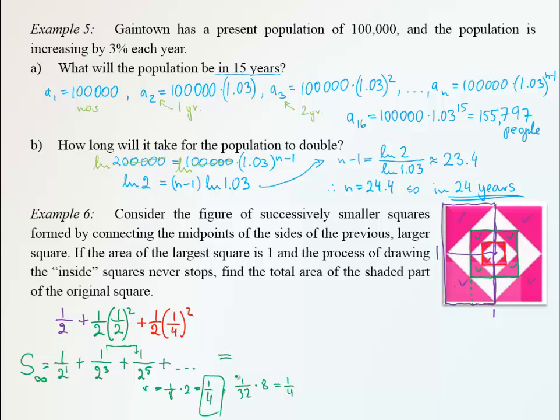Well, we can answer the question. According to the formula, the infinite sum is A1, which is 1/2, divided by 1 minus the common ratio 1/4. Now, if we simplify this, we get 1/2 divided by 3/4, so multiplied by 4/3, which means that the overall area is 2/3. So 2/3 of this shape is shaded and 1/3 is white.